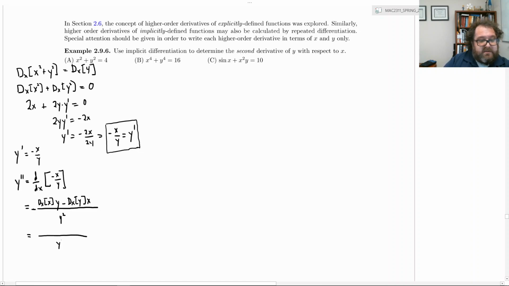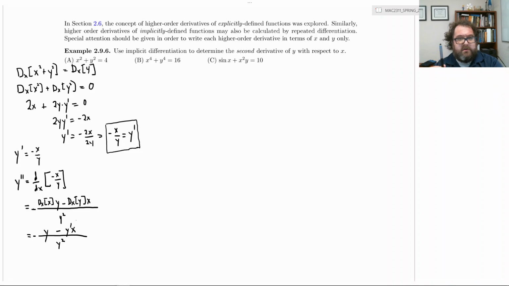So we have that y squared on the bottom. Now the whole thing was negative, so we can't lose that negative sign. The derivative of x with respect to x is just 1. So you have 1 times y on that top left-hand side, so just y. Minus, okay, the derivative of y with respect to x is 1 times y prime. So you get y prime times x.